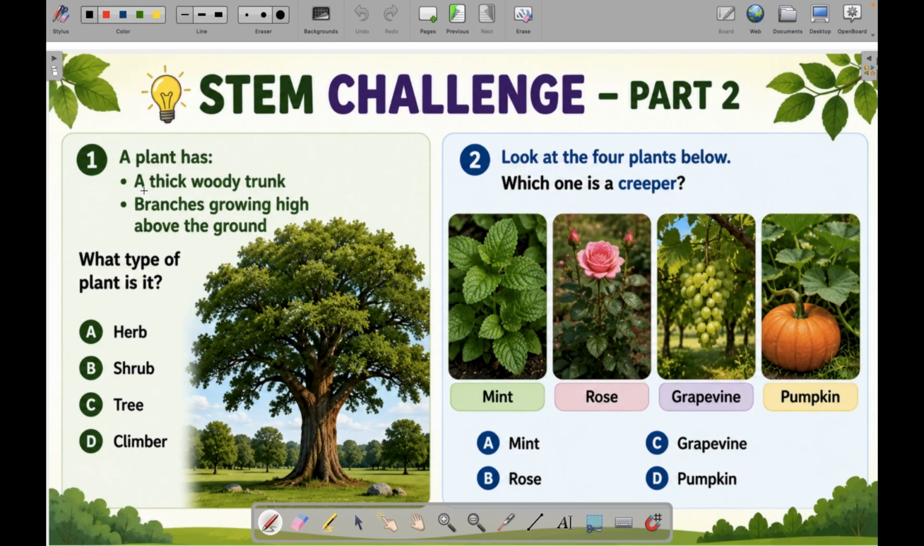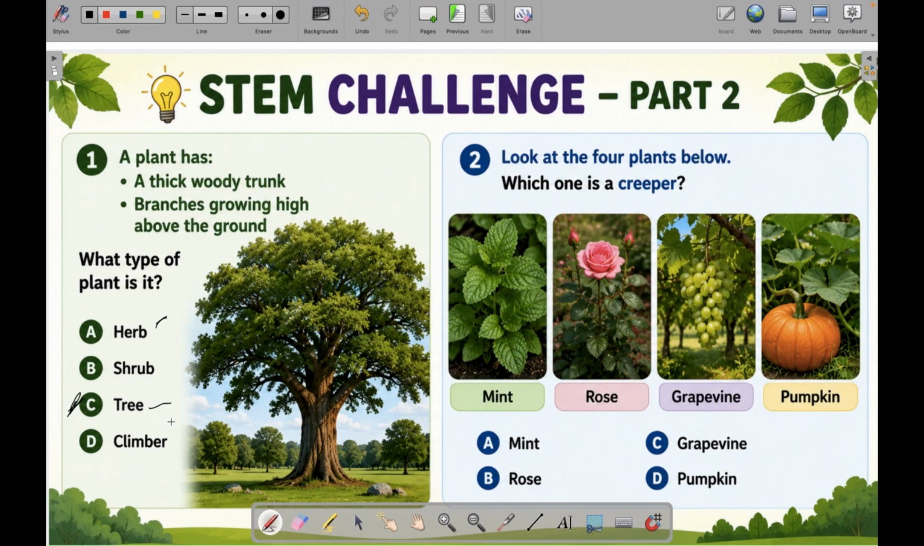A plant has a thick woody trunk and then branches growing high above the ground. Again, try solving this on your own first, then you can go through the solution. So you can pause this video to try and solve it on your own. So what type of plant is it? Is it a herb? No, herbs are very small, and their stems are soft. Shrubs are mid-sized and their branches grow very close to the ground. Tree has this property, what they are discussing. So thick woody trunk and branches growing high above the ground. It is the property of tree.